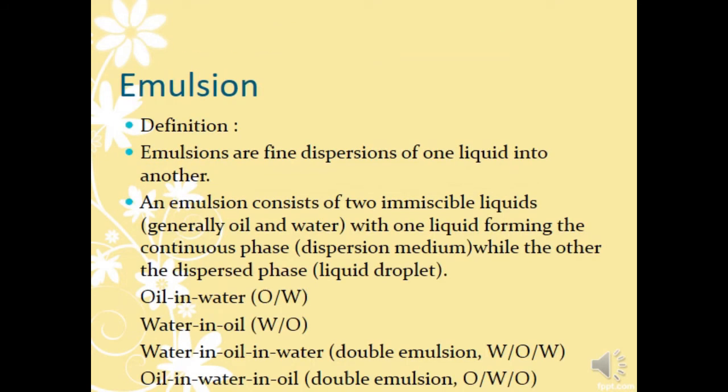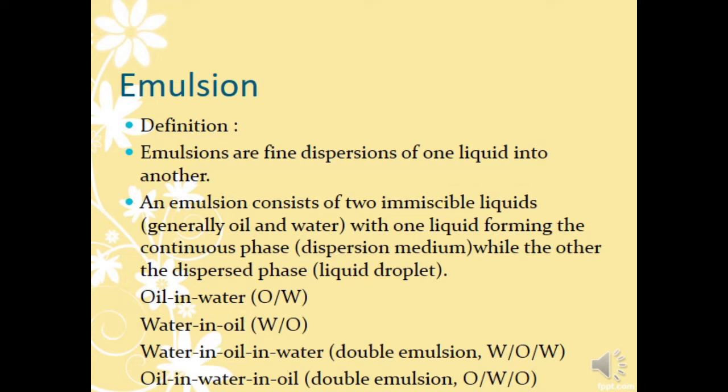Okay, next we move on to emulsion. So what is emulsion? Emulsions are fine dispersions of one liquid into another. Basically it involves two immiscible liquids, generally oil and water, those that do not mix, with one liquid forming the continuous phase, or we call it the dispersion medium, and the other being the dispersed phase, or the liquid droplets.